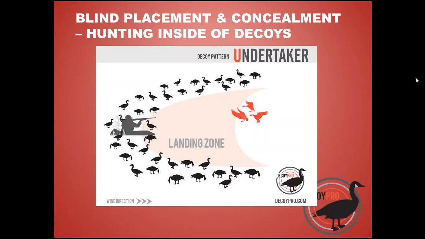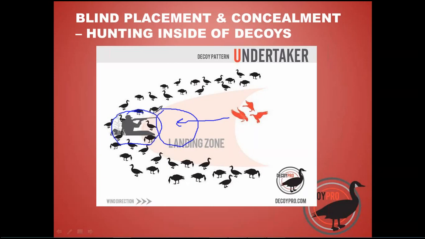A couple of things I want to point out here, guys. First of all, in this setup, we are hunting inside of the decoys, right? This is certainly an effective method. You can place your blind within the decoys, and you've got to make sure you're concealed well, because as the geese approach, they're typically coming in this way and focusing in this area. That's where they're going to be looking. So if your blind is not covered well, chances are they might see you and flare off.